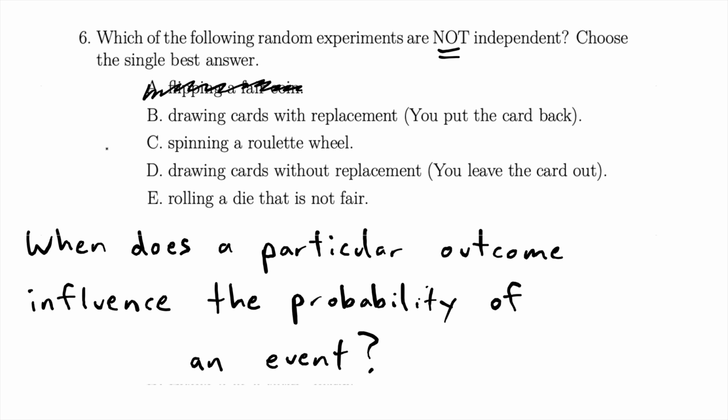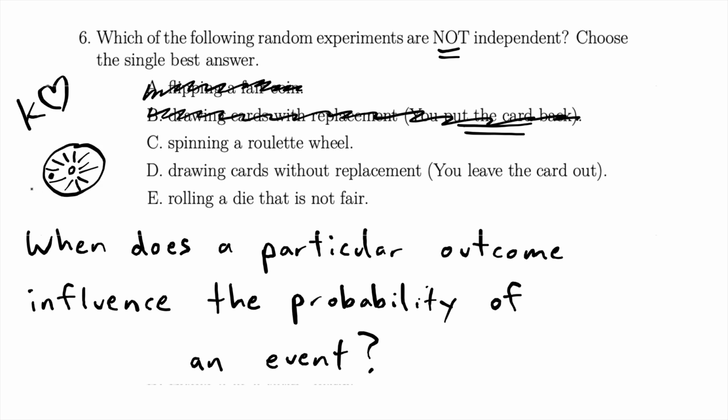Drawing cards with replacement. We're going to draw a card from a deck, observe it, maybe it's the King of Hearts, and then we're going to put the card back before we draw the next card. So every time we have a deck with the same number of cards in it, and that means that every time we think about a probability, it's always the same. So we'll eliminate this.